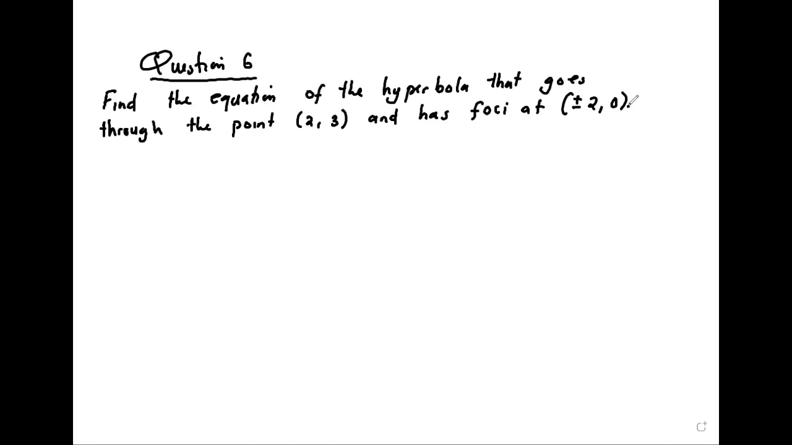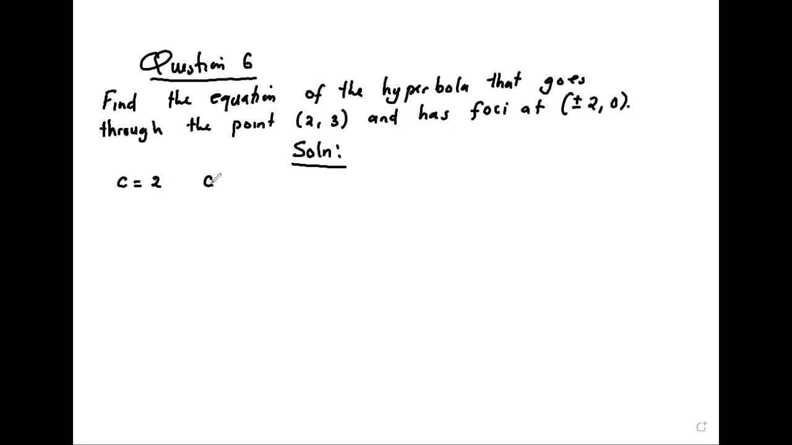So how do you find a hyperbola if you are given a point where it passes through, and also you are given the two foci? So let's see the solution. For the hyperbola, since we are given the foci, it means that we are given the value of c. So c is 2.